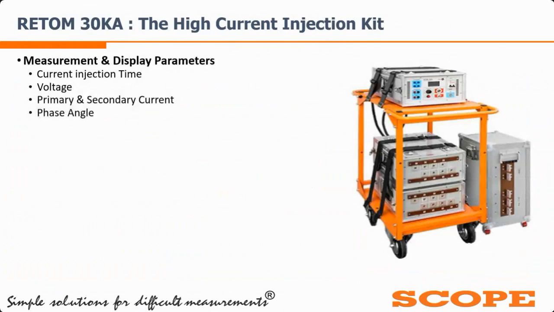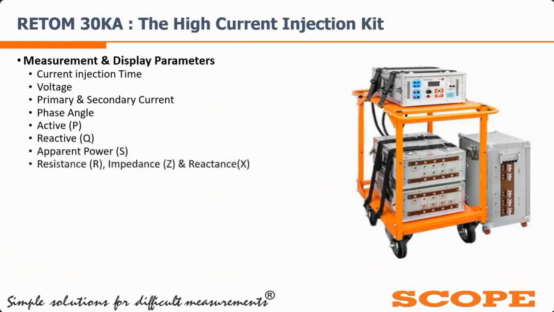Then phase angle measurement facility is available. Active power we can measure, reactive power we can measure, apparent power also we can measure. Then resistance, impedance and reactance, these parameters also we can measure with the help of Retom 30K. And there is another optional accessory that we can provide, the weight of that accessory is 1 kg, that is Ratometer M2. So all the parameters we can easily test.